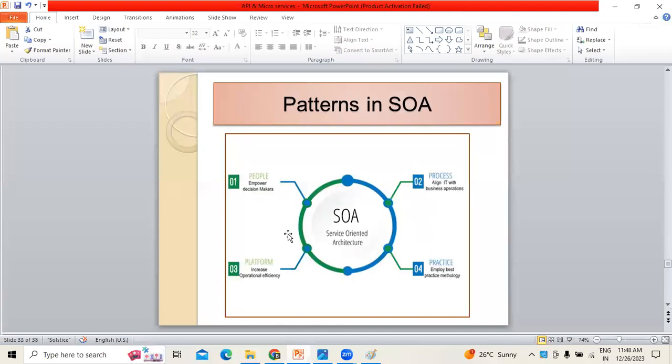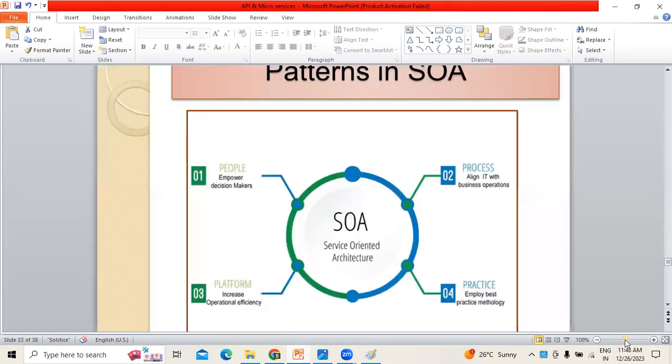Now, what are the different patterns we have in service-oriented architecture? Generally, the patterns of service-oriented architecture are categorized into 4 different platforms. The first one is called people, right? People is the first one, because service-oriented architecture implementation will be done by the people, the decision makers. Decision makers can be a technical team or anyone. Normally these people want to use service-oriented architecture.